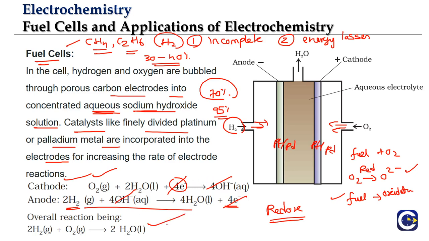So overall cell reaction is nothing but H2 gas will combine with O2 to form H2O. This is the overall cell reaction, and this is what will be the fuel cell. So fuel cells are an efficient way of getting energy out, instead of normally doing the combustion of hydrogen.